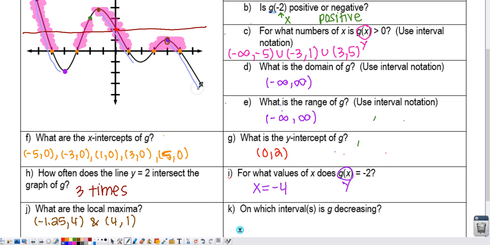Okay? So decreasing looks like from -infinity to -5. And then it looks like from, well, we called that -1.25, so we're going to have to go with that, -1.25, until it looks like 2. Remember, these are x values. And then 4 to infinity, because they're x values. Okay, 4 and beyond. Okay, that's all for these notes. Sorry it took so long.